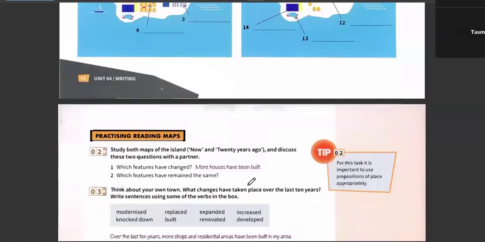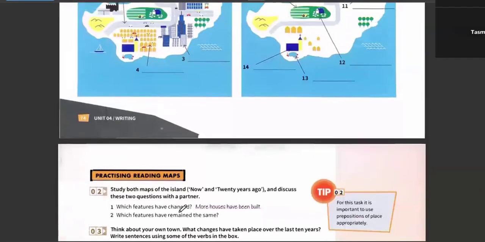So what we have to do in the second activity here is study both the maps of the island, now and 20 years ago, and discuss these two questions with a partner. For number one, which features have changed, and for number two, which features have remained the same. So look at the two maps and let's answer it.